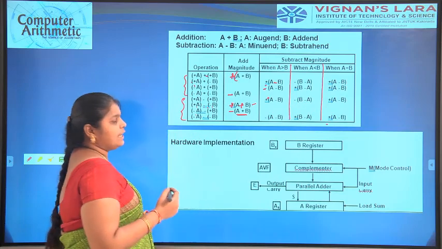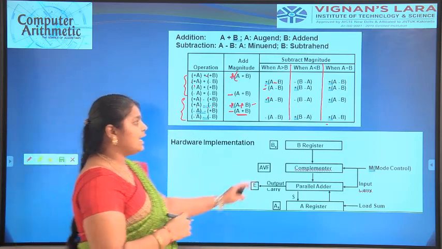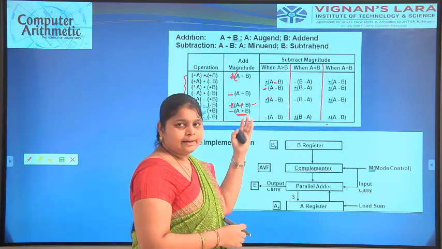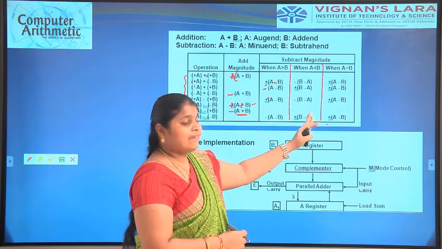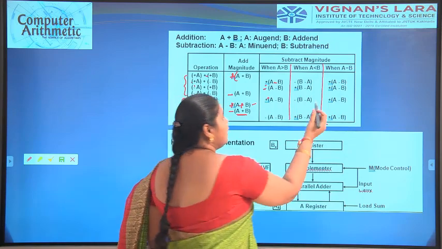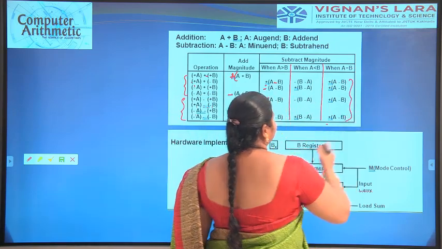This is the representation of signed magnitude. Both the cases, here A greater than B or A less than B, these are the both cases. When A is equal to B, these are the resultant desired outputs.